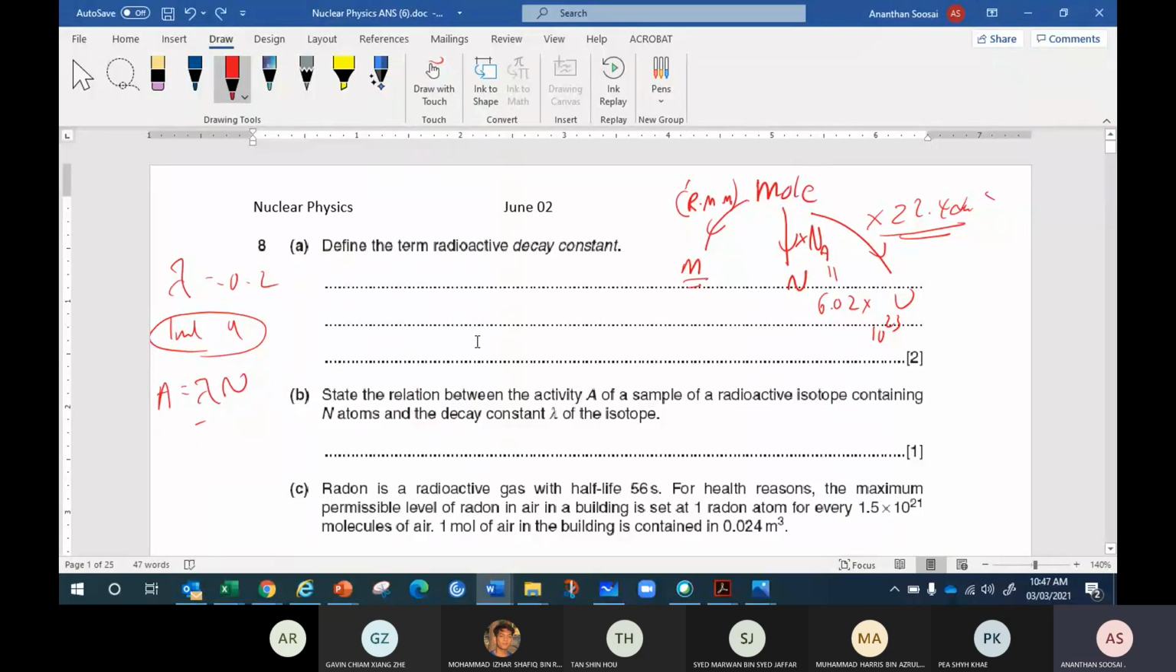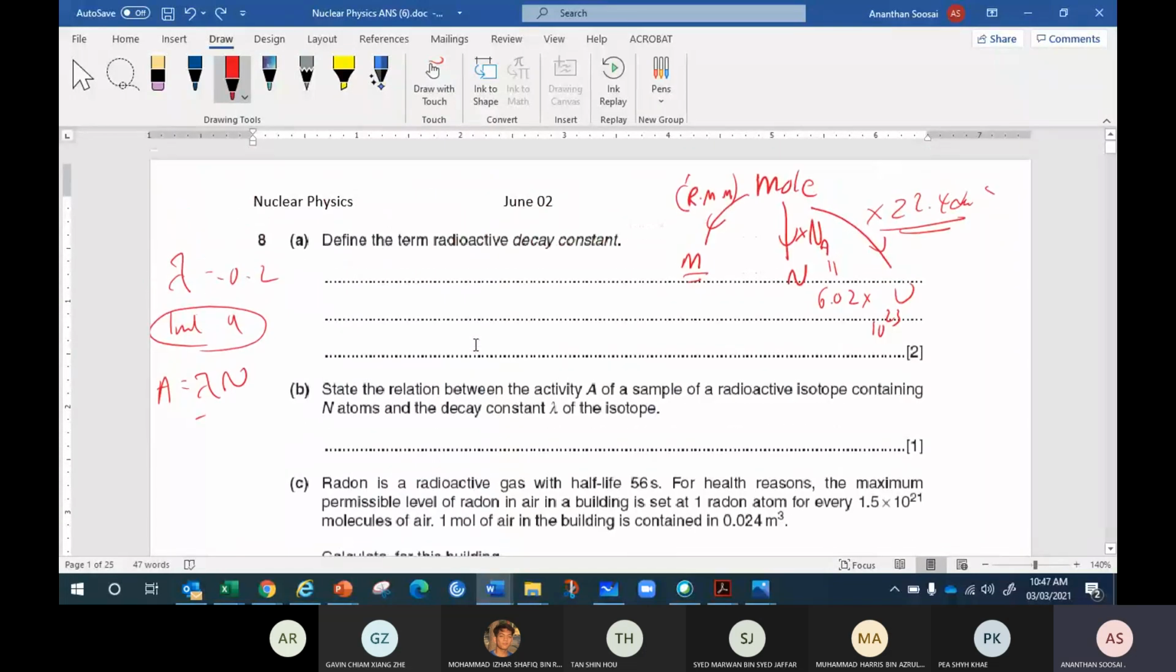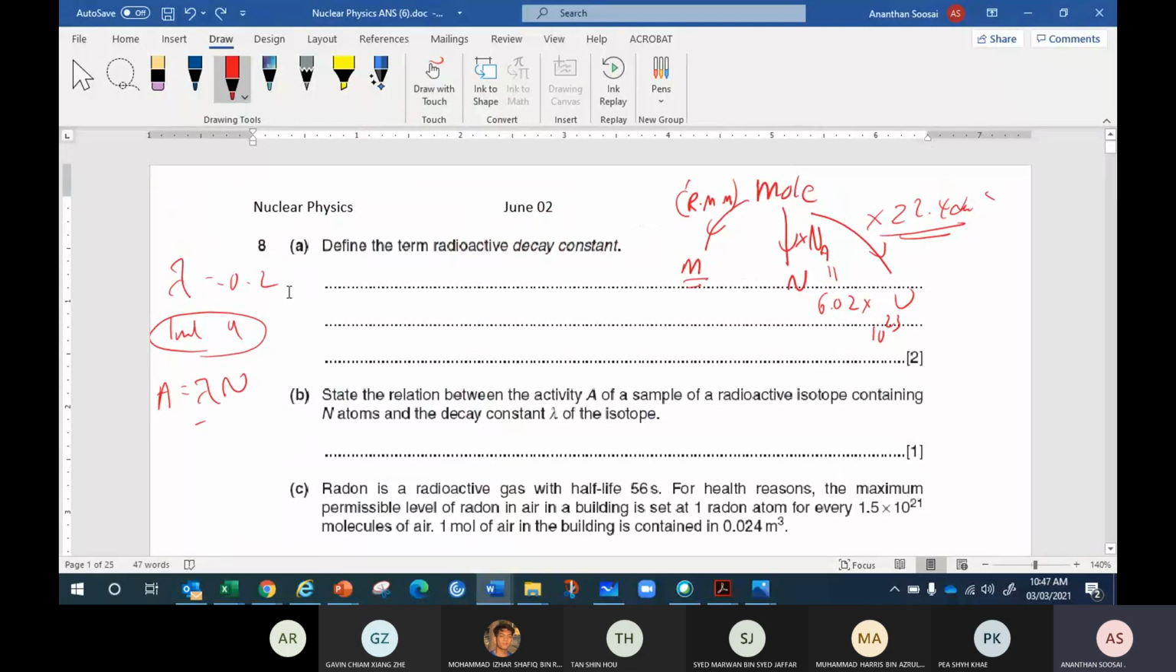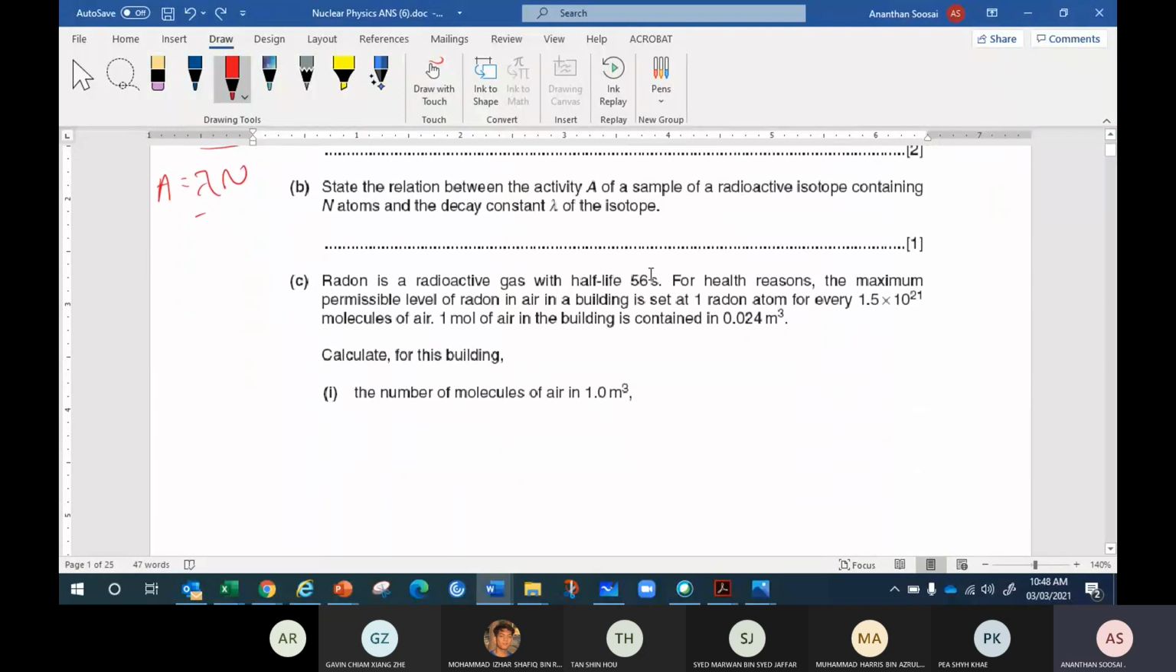Now let's do one question. This is June 2. Let's give it a try. The first question: define the term radioactive decay constant. So what is lambda? Lambda is the probability for a nucleus to decay per unit time. That's lambda. Next, state the relation between activity and the sample of radioactive nuclei. Negative. Cambridge ignores the negative. So lambda is the decay constant.